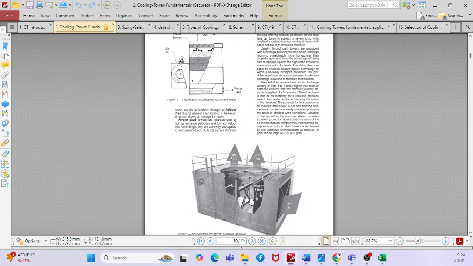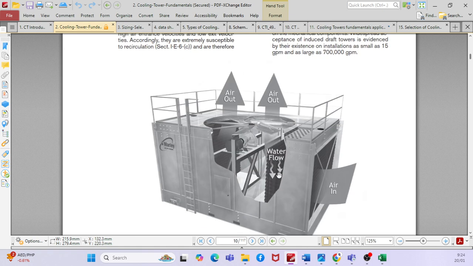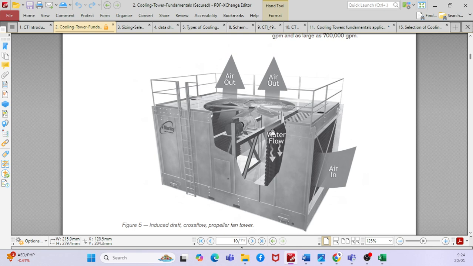Can you zoom the second image, please? I just want to see where the airflow is happening. See that water flow here? Can you see? Yes.